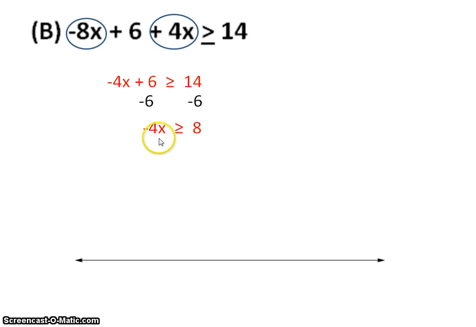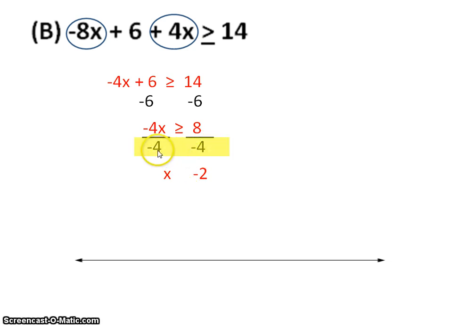On the left hand side, x is still being multiplied by a negative 4. I can undo that by using the inverse operation of division. So I'm going to divide by a negative 4 to the left hand side, as long as I divide the right hand side by a negative 4. These negative 4's will drop out and I will be left with x on the left hand side. On the right hand side I have 8 divided by negative 4 comes out to be a negative 2.